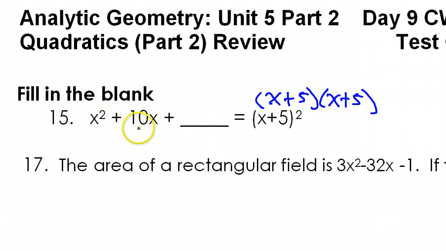So half of the middle is 5, and if we square that, we get 25. And then if you think about it, if we factored that, that would give us 5 times 5. That would factor as 5 times 5. Okay? So it must be 25.